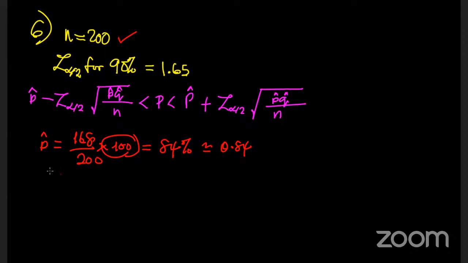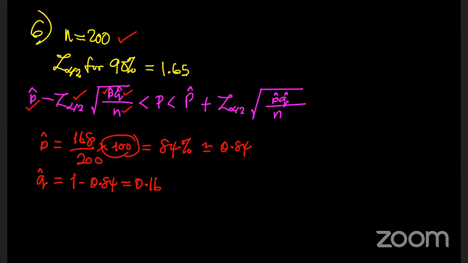If it is 0.84, that means Q prime would be 1 minus 0.84. This is 84%; how many more percent do we need to get 100%? That should be 16%, which is 0.16. So we know N, we know P prime, we know Q prime, and we know z is 1.65. So we're good to go.